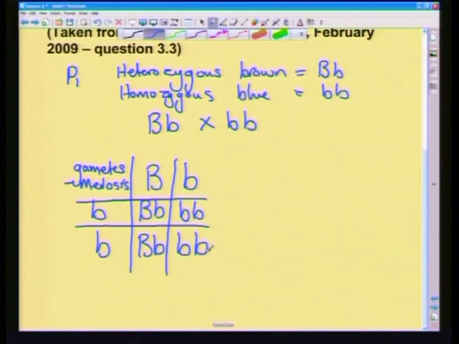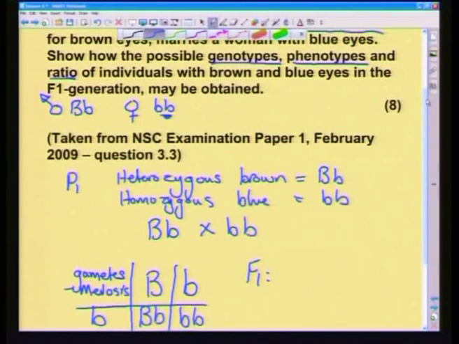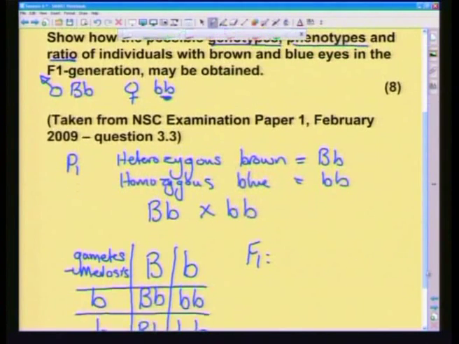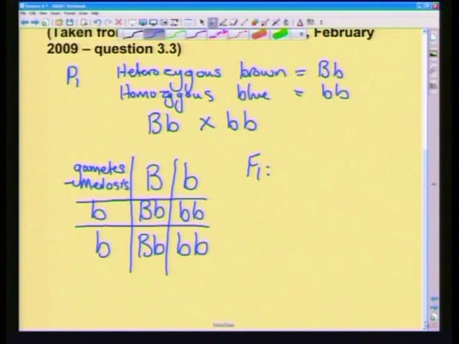So now, first thing you have to write is, in the F1, what are we going to have? Remember in the question, they asked us for the genotype, the phenotype, and the ratio. So if you get into the habit of writing it properly every time, it's not a problem. So we say genotype. What do we have in the genotype? In other words, the genetics. What are we going to have genetically, or genetic possibilities in this cross?